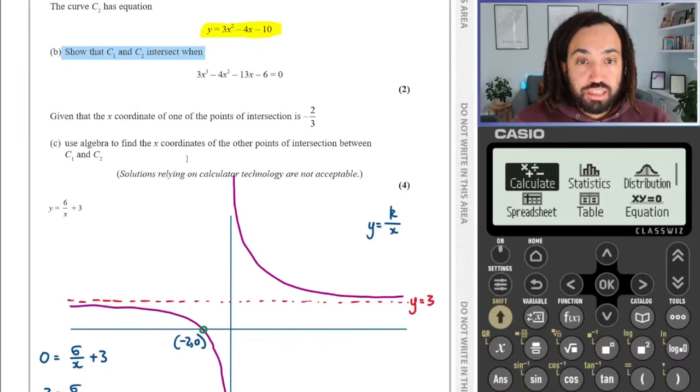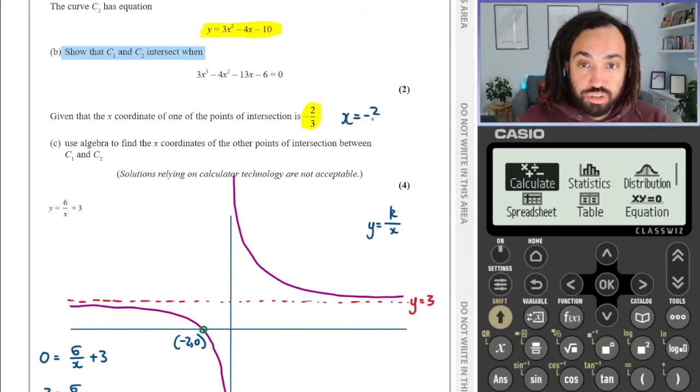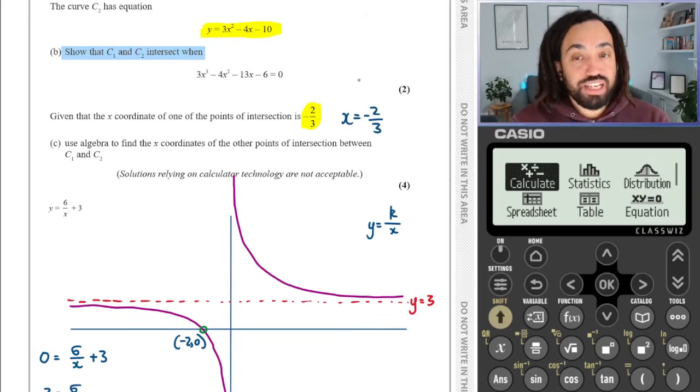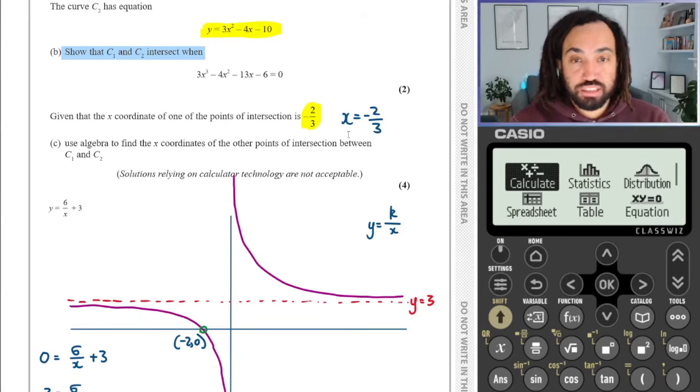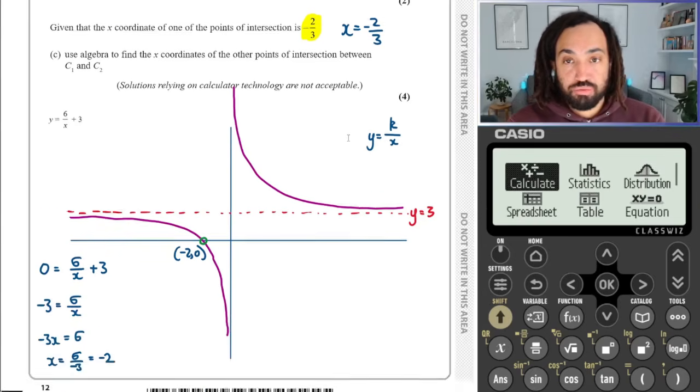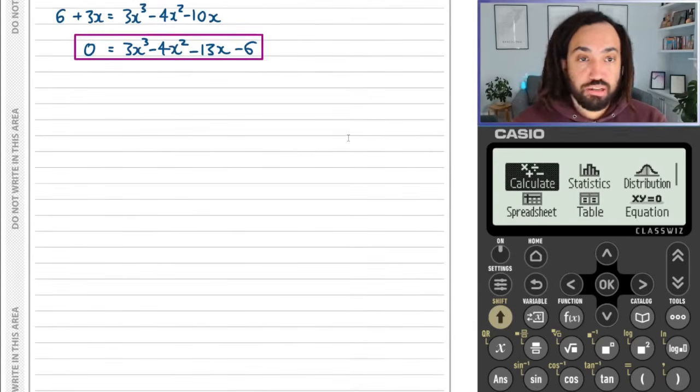Okay, it then says, given that the x-coordinate of one of the points of intersection is minus 2 over 3, use algebra to find the x-coordinates of the other points of intersection. Okay, so if a solution to this equation is x equal to minus 2 over 3, then we can actually work out what one of the factors is. And I'm going to show you right now how we can do that.